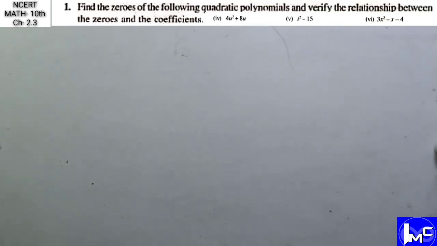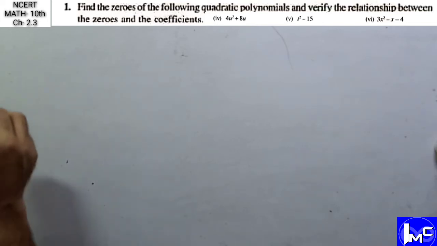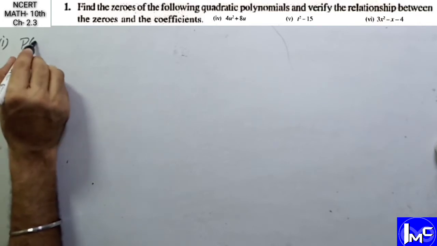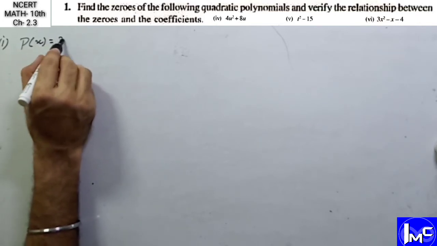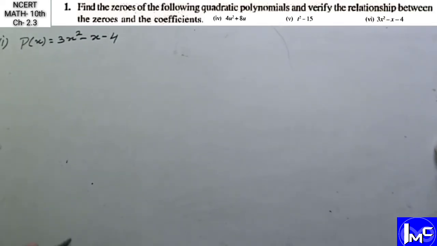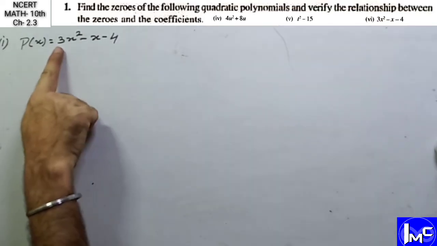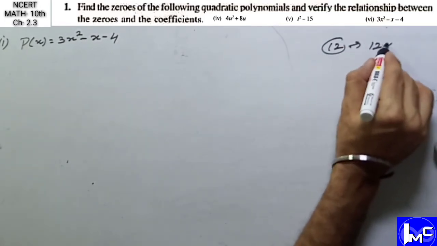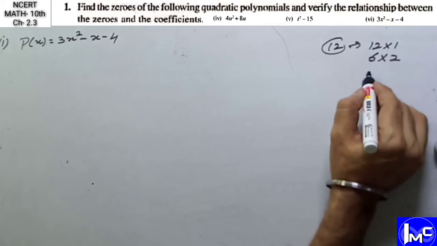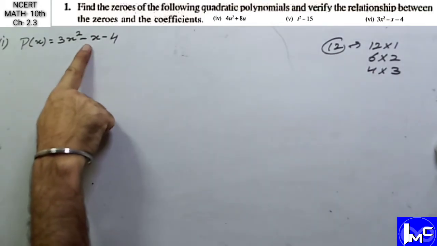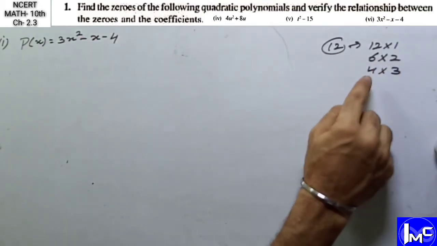Last question of question first is 6th, p(x) is equal to 3x square minus x minus 4. Now to make factors we need 3 4s are 12, and 12 can be written in many ways. 12 1s are 12, 6 2s are 12, 4 3s are 12, and we need 1 here, and 1 can be obtained from this pair. 4 minus 3 is 1.